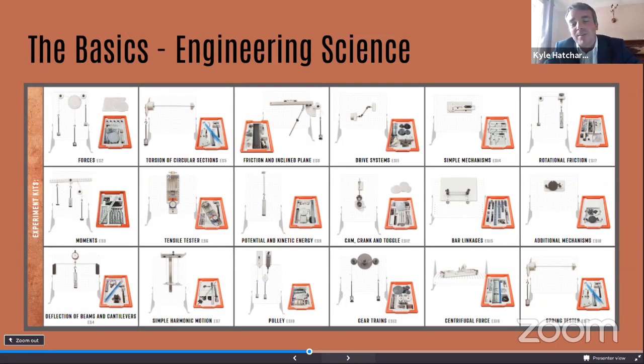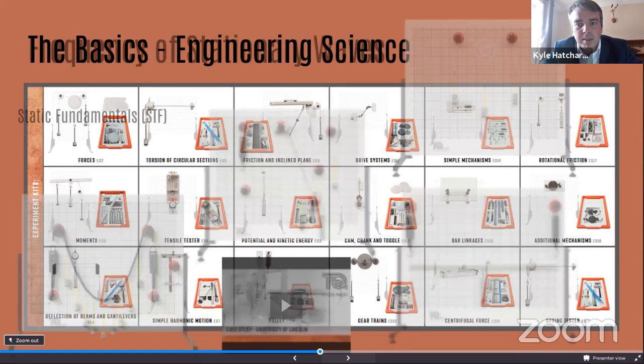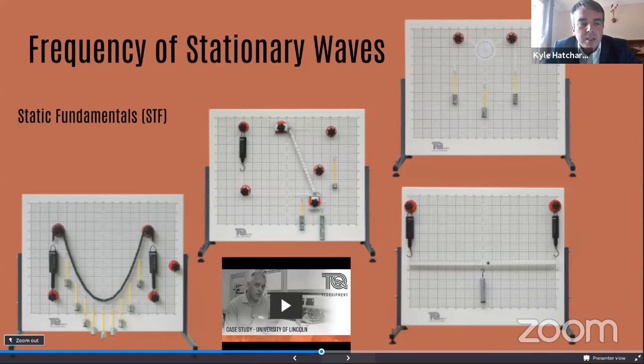So obviously, these are a great tool for any academic, but from a physics point of view, they form a very useful tool to deliver essential parts of the syllabus. And from a practical aspect, we then move into the SDF boards, which provide an investigation into the variation of the frequency of stationary waves on a string with length, tension and mass per unit length of the string as well.